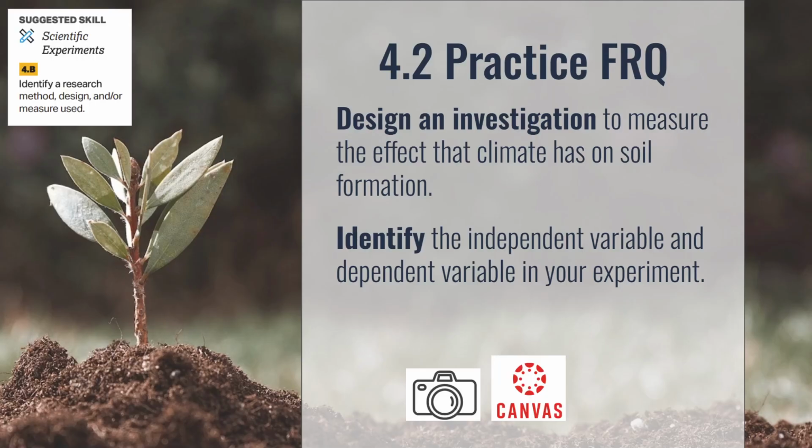Our suggested science skill to practice for 4.2 is to identify a research method, design, and/or measure to be used. I want you to practice by trying to design an investigation to measure the effect that climate has on soil formation. You need to identify the independent variable and the dependent variable in this investigation. To do this, you will identify a question to answer, identify the independent and dependent variable, and create 5 to 7 steps to follow as if you are doing the actual experiment.